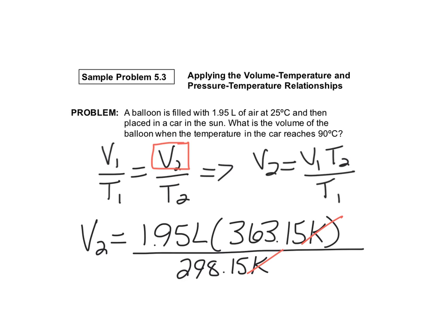All right, and check our units. Kelvin divided by Kelvin is going to be 1. They're going to cancel out, and this volume is going to be left in liters. So let's see here. I've got 1.95 times 363.15 divided by 298.15, and that's going to be equal to 2.38 liters for my new volume of the balloon after it sits in the hot car.